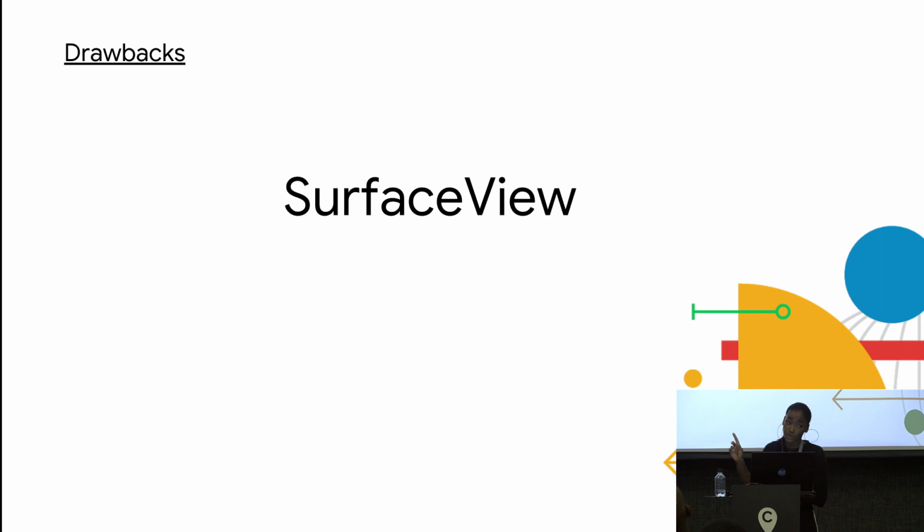And the surface view. Has anyone worked with surface view before? What did you use it for? Camera. I've never used it before, but I thought I should mention it in case someone has used it in the room. A surface view, for those who don't know, is dedicated to drawing surfaces on a view. Instances of a surface view are updated from a non-UI thread. That's why you cannot apply animations to it, because updates will be out of sync, so it will not look proper.